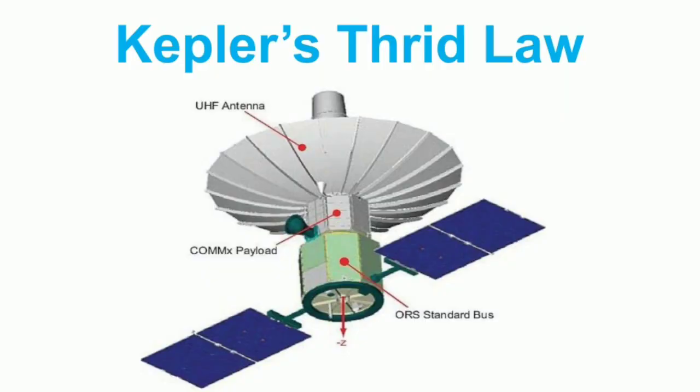Kepler's third law of planetary motion is also called law of periods.